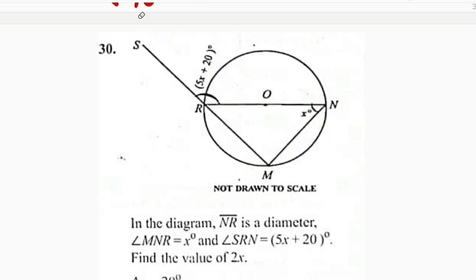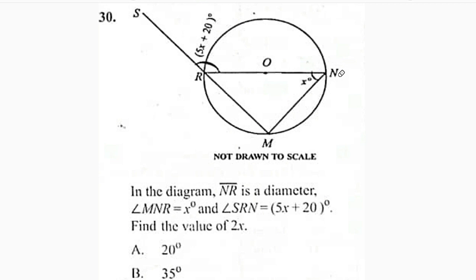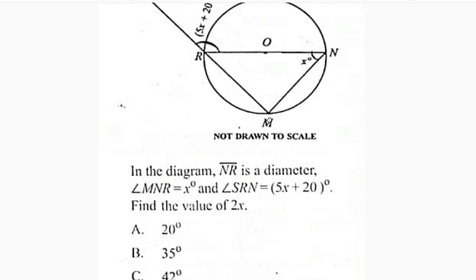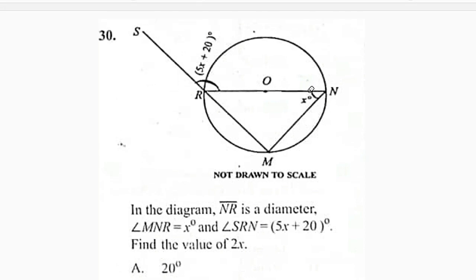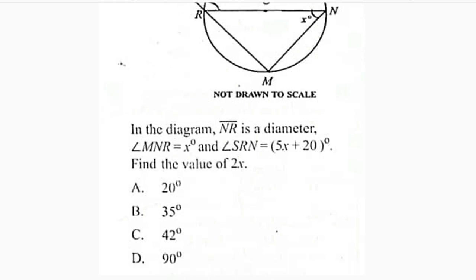So now let us read this question. The question reads, in the diagram above, line NR is a diameter, which means that this is a diameter of a circle. Angle MNR is x degrees, and angle SRN, this exterior angle of this triangle, is 5x plus 20. We're asked to find the value of 2x. Some people will go the extra mile in finding x. We're asked to find 2x, not x.